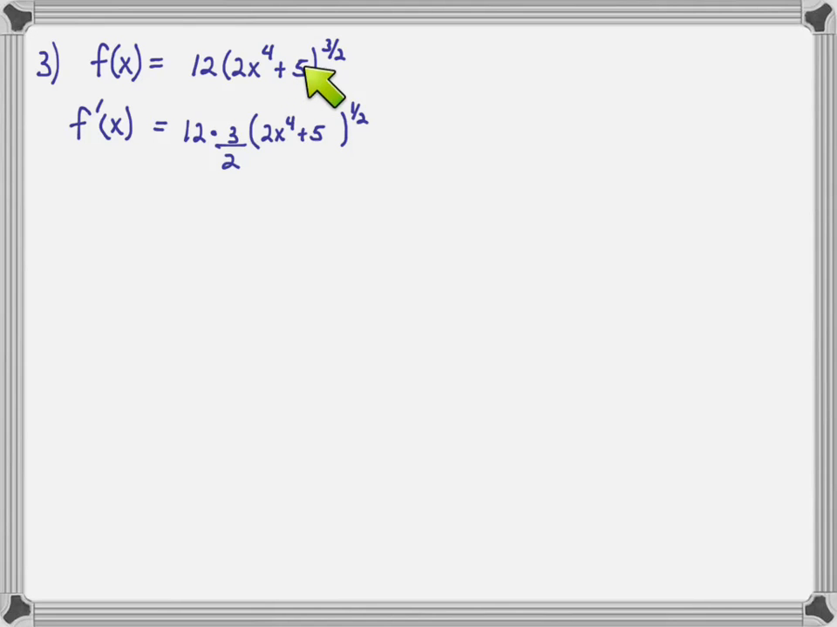Okay, now we've got to multiply by the derivative of the inside here. So that's going to be 8x^3. And we can clean this up a little. Now, 12 times 3 is 36, and 36 divided by 2 is 18.